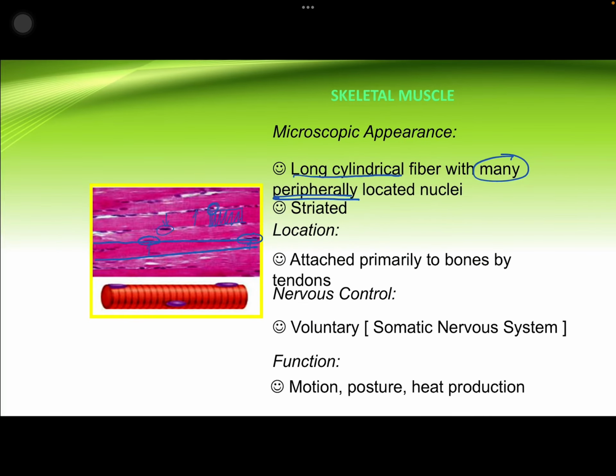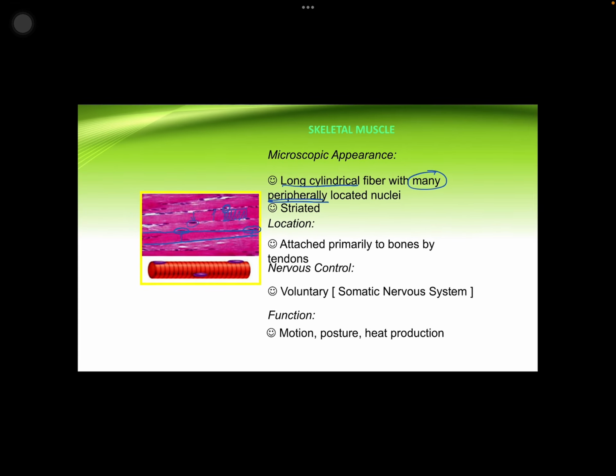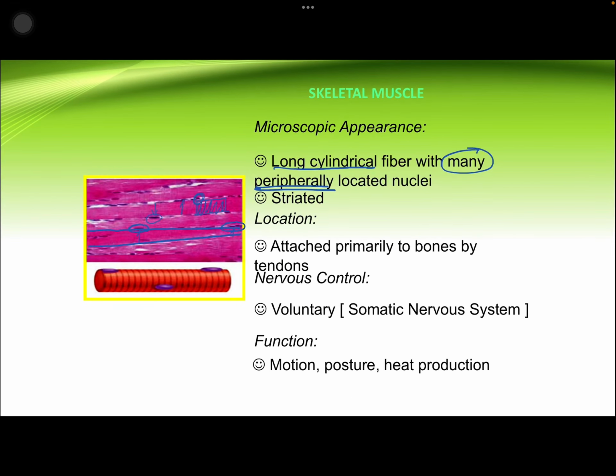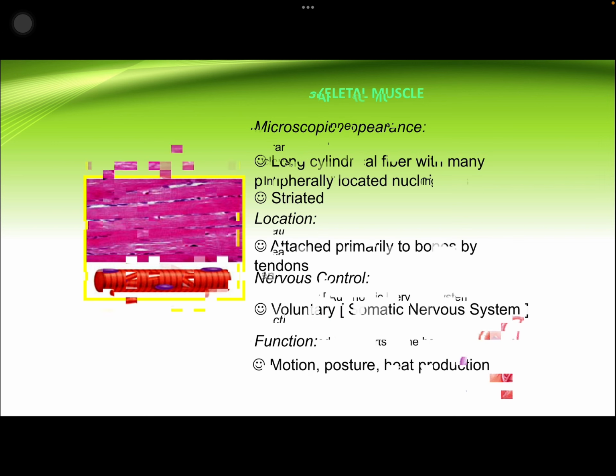Its location is that it is attached primarily to bones by tendons. Its nervous control is voluntary, which is under the somatic nervous system, and they function for motion, posture, and heat production.